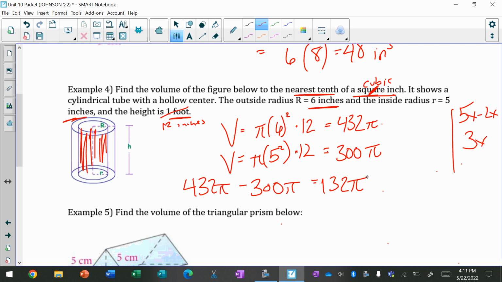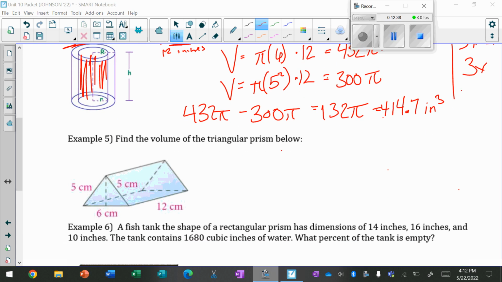All right. Now we're going to round to the nearest tenth. So we're going to do 132 times pi. So that's going to be 414. You better be following along on your calculator. 414.7 inches cubed. Okay? So a little bit of extra work there. You got to find two volumes and do a little subtraction.